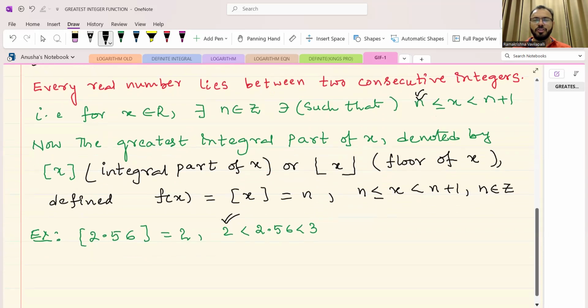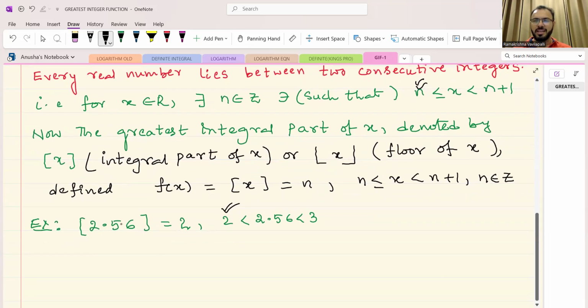Similarly, you always try to put the number between two consecutive integers. What is integral part of 3? It is an integer, so the value is 3, because 3 lies between 3 and 4, less than 4. You always choose the left integer.